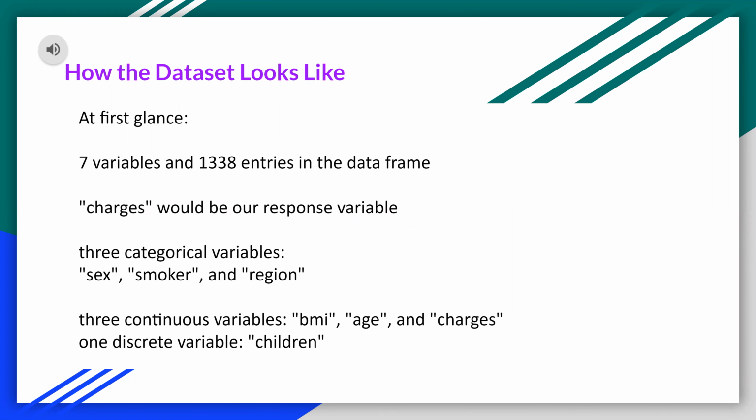After loading our data in RStudio, at first glance, there are 7 variables and 1338 entries in the data frame. Charges would be our response variable, and there are 3 categorical variables: sex, smoker, and region; 3 continuous variables: BMI, age, and charges; and 1 discrete variable: children.